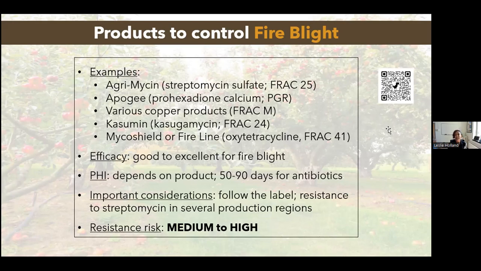But you should be using antibiotics during that bloom. So it's going to be earlier in the season, right? This is when we're first trying to target the blossom blight phase of fire blight. Important considerations of this, again, are going to be following any instructions in the label, as well as resistance to streptomycin, which I mentioned has been detected in several production regions. So it's good to have this information as you make decisions about what you're going to apply to manage. And the resistance risk is typically medium to high for this group of chemistries.